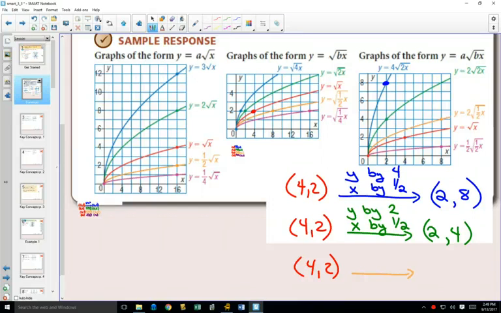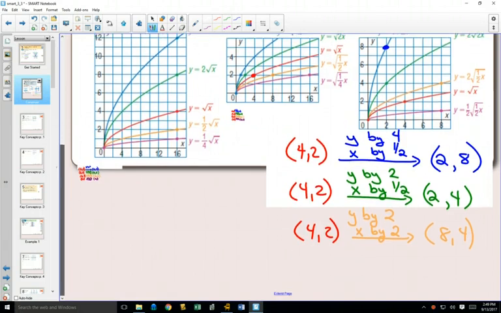On the orange graph, you've got a 2 on the outside of the function. That is going to multiply your y values by 2. And you have a half on the inside of the function. That is going to multiply your x values also by 2, because the reciprocal of a half is 2. So multiplying both of those coordinates by 2 will get you 8, 4.